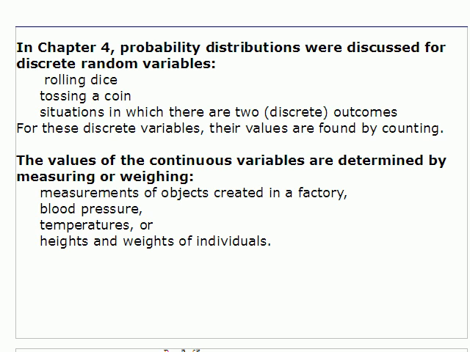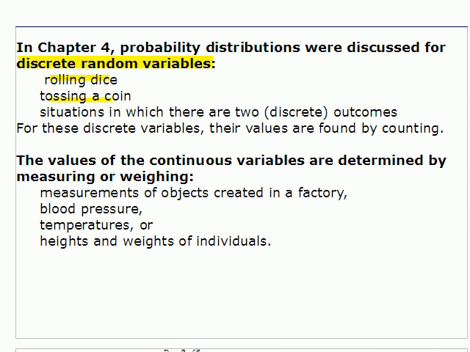The first idea here is that we're going to move from the discrete variables in Chapter 4 to continuous variables in this and subsequent chapters. So in a discrete random variable, the values were found by counting. And the type of experiments we were talking about was rolling dice, tossing a coin, or a situation such as a game where you have a win or lose outcome. Since that's discrete, it's either plus or minus, 0, 1.